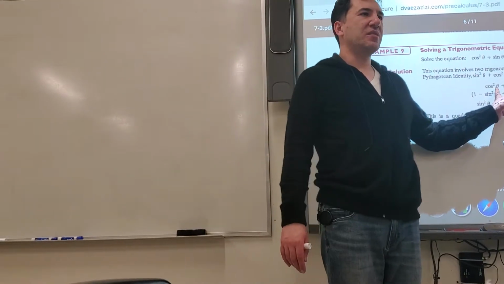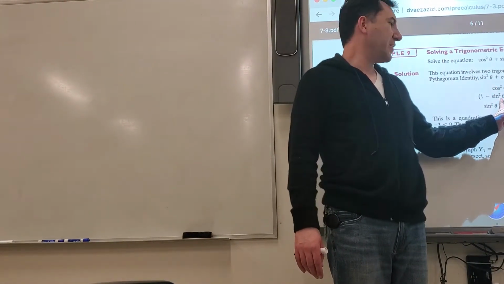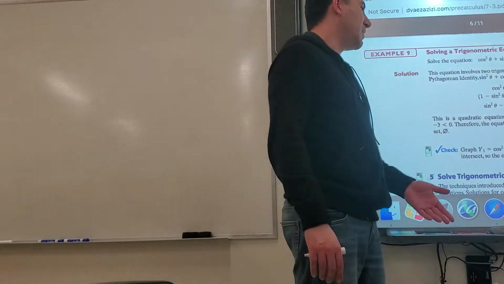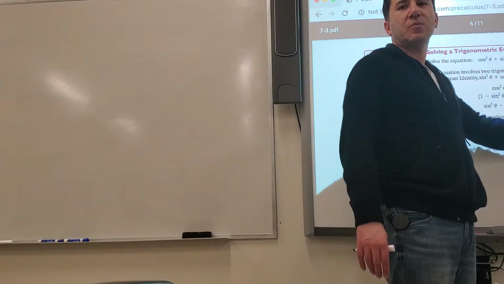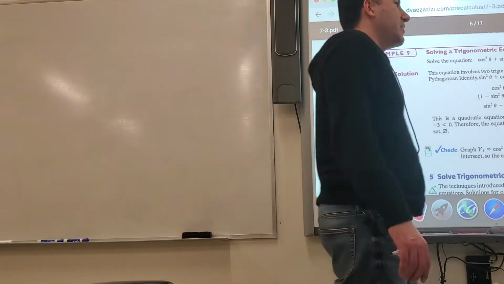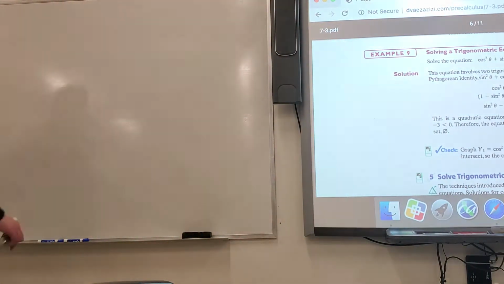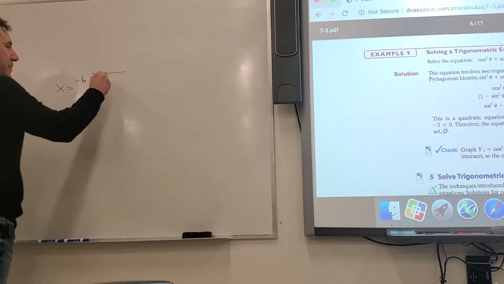You're going to change cosine squared to 1 minus sine squared. And then now you have a trinomial, you're going to try to factor the trinomial. But since the discriminant, did you guys ever learn the discriminant? No. Okay, you guys know the quadratic equation?